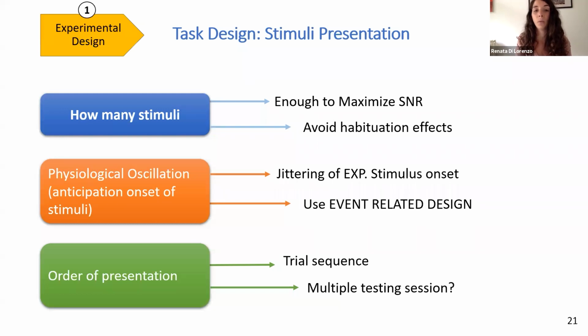You need to, one way is to jitter the onset of the experimental trials or stimuli, or you can choose an event related design. That's also a possibility. Order representation is also important. So the trial sequence, as I said, it is good if you always start and end with a baseline trial. So you have baseline, experimental trial, and baseline trial again. So then you have the same baseline follow your trials.